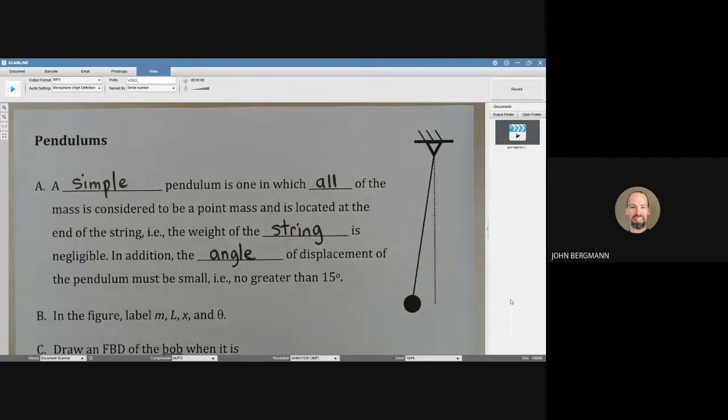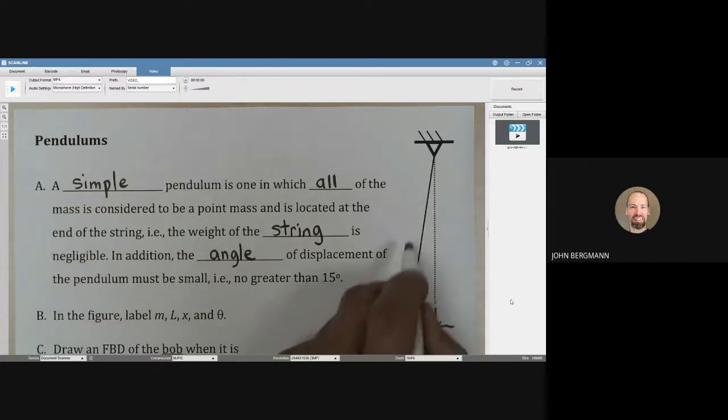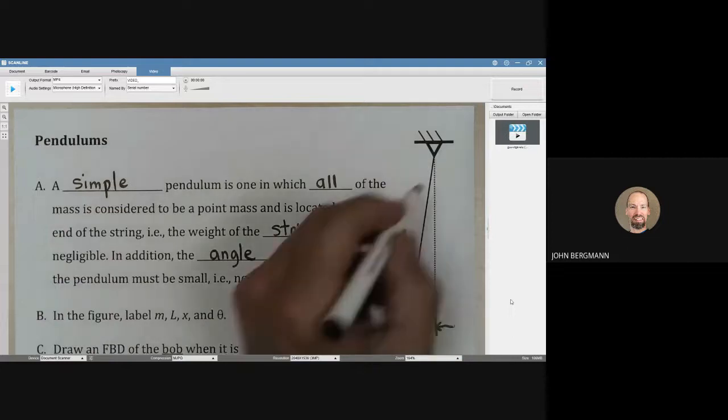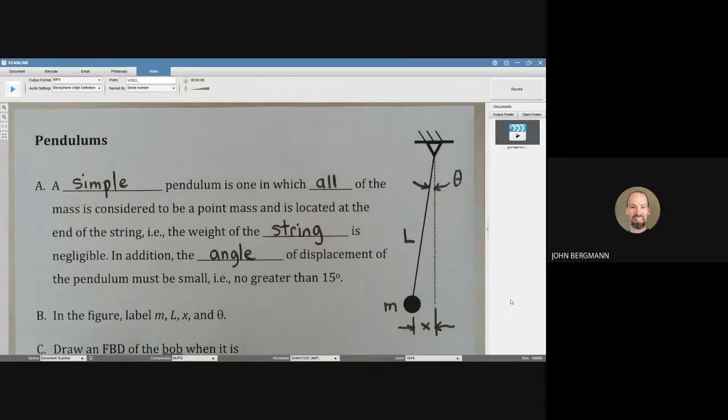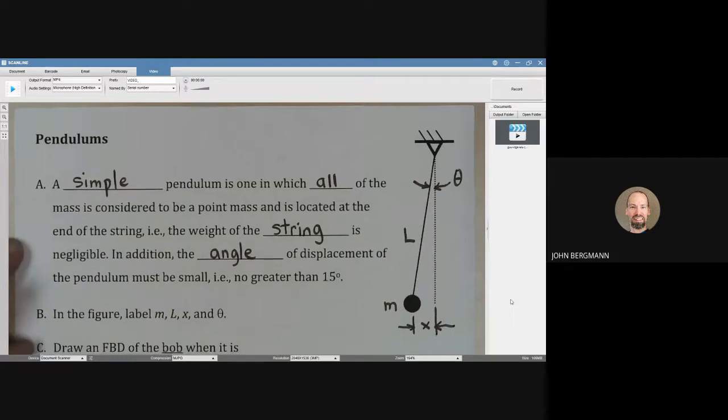Let's label these quantities in the figure. There's the mass of the bob, m. We are displacing this a distance x. The length of the pendulum is L, and we have an angle here, theta. So for a simple pendulum, a huge fraction of the mass has to be right there. And that angle theta is going to have to be less than about 15 degrees.